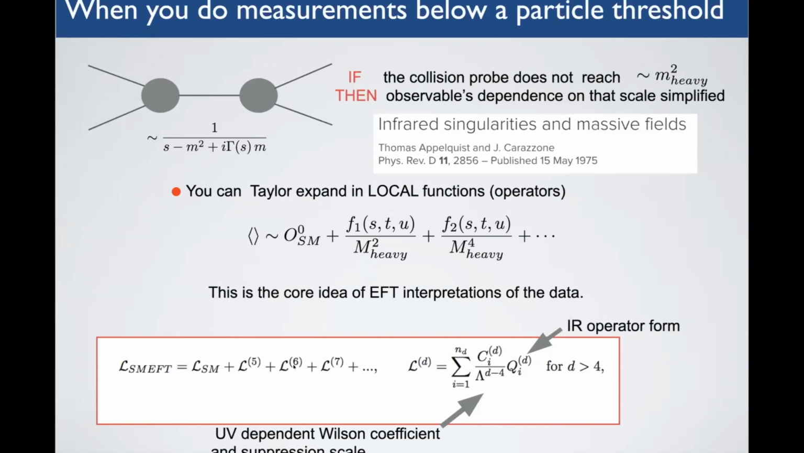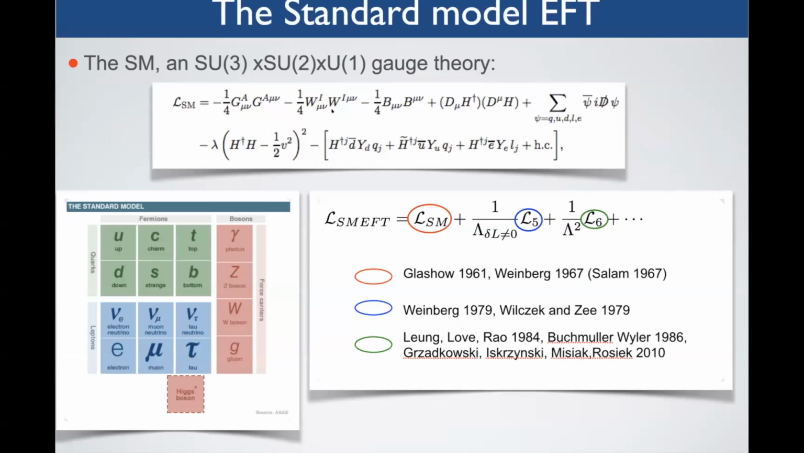So the theory is built up out of long distance propagating states, the standard model states, which are the operators. And then we are fitting to these Wilson coefficients divided by some suppression scale. So the leading Lagrangian term, just a fixed notation in the way I'll present it here, is just given by the leading term on the top of this page.